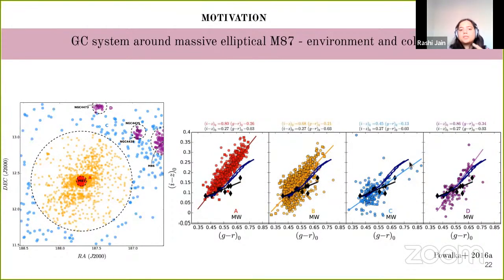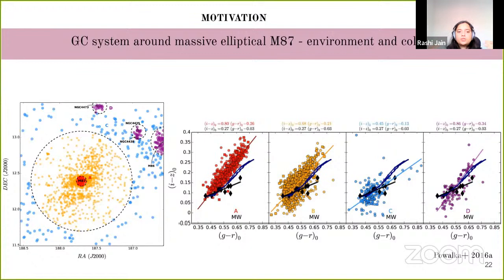Now, what this means is if the color distribution depends on the environment, that means the clusters differ in their spectral energy distribution. And because these clusters are used as reference objects to test our models for their integrated properties, it's important for us to know if there is a difference when one uses clusters from the center of the galaxy or from away from the galaxy.